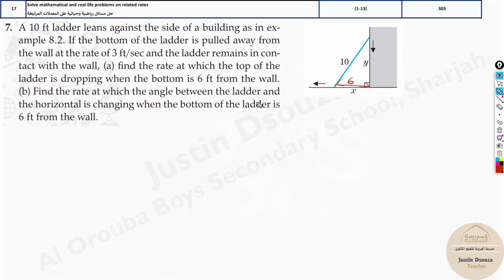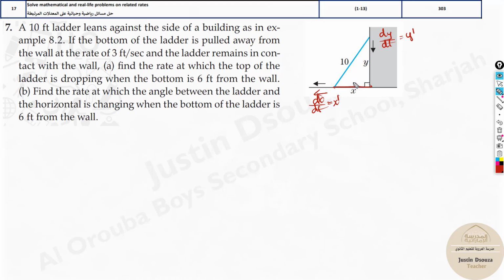Then find the rate at which the angle between the ladder and the horizontal, this angle theta, is changing when the bottom of the ladder is 6 feet. At 6 feet, what is this angle and what is this rate of change? Two things to be solved. Now the figure is given here. I will just write a few things. The rate over here will be x dash, dx by dt. You can write it as dx by dt as well, and over here it is dy by dt, all with respect to time, or you can write it as y dash, x dash.